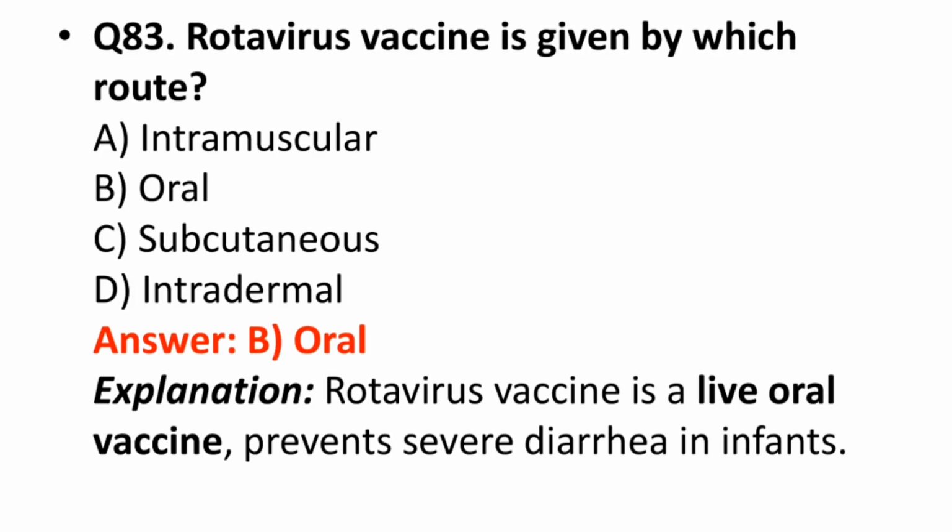Rotavirus vaccine is given by which route? Option A, intramuscular; option B, oral; option C, subcutaneous; option D, intradermal. The correct answer is option B, oral. Rotavirus vaccine is a live oral vaccine that prevents severe diarrhea in infants. Rotavirus vaccine is given by oral route.